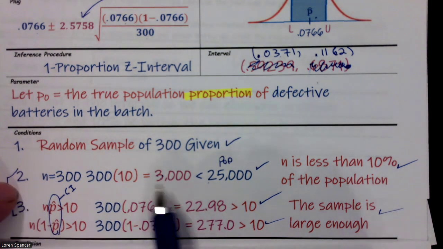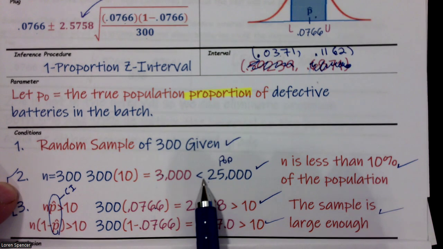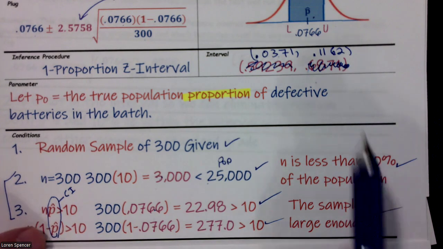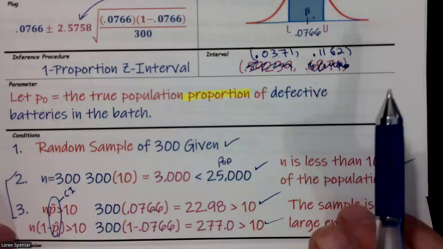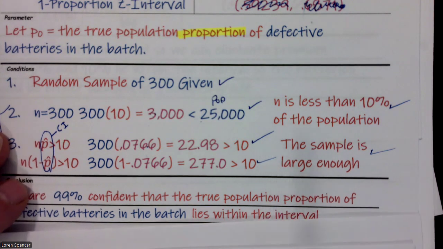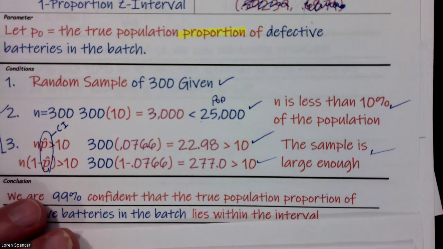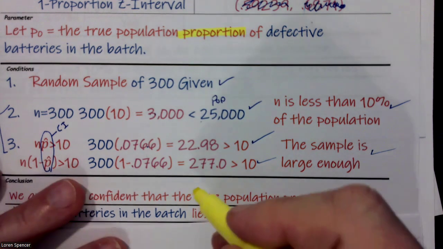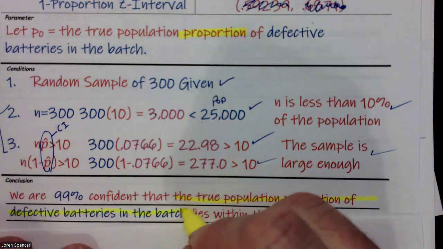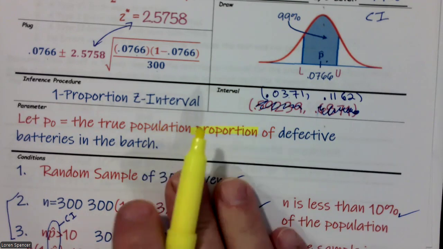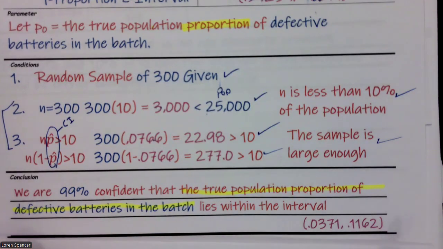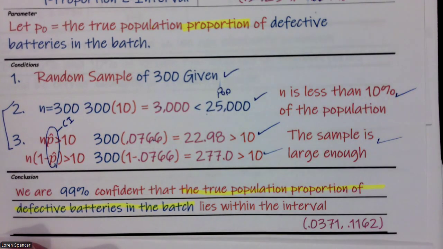So we have to make sure that we're less than 10% of the population, and we have to be greater than 10 when we multiply things out. So all of that was done. We'd already calculated our intervals, so we need to write our first conclusion. Well, we're 99% confident that the true population proportion of defective batteries in the batch, and I want to point this out to you, that's just a restatement of our parameter right there, lies within the interval, and this is the interval that we calculated previously above.